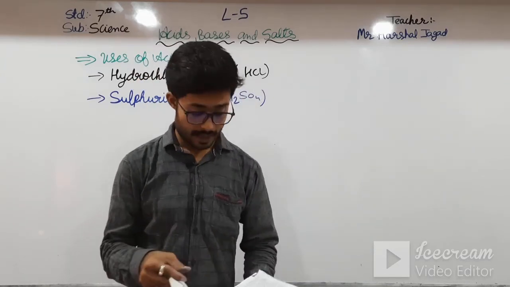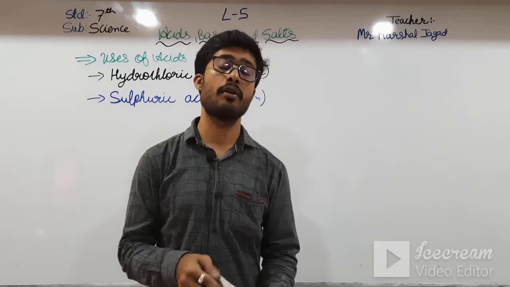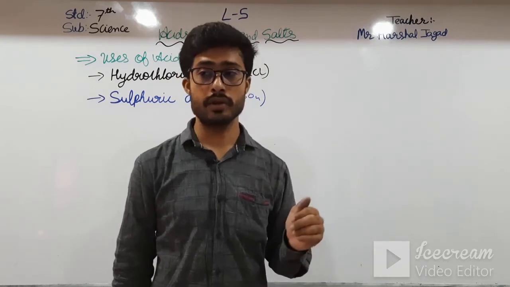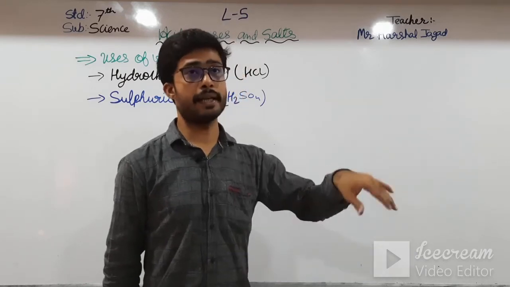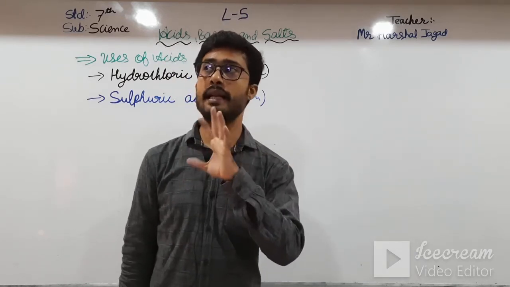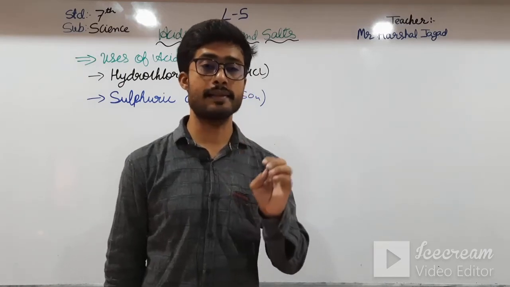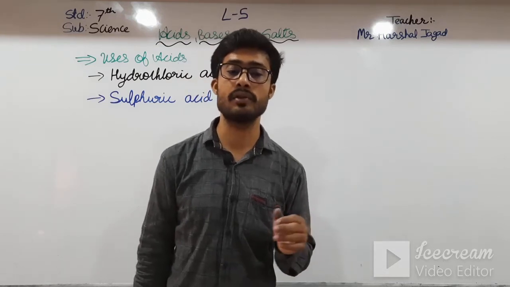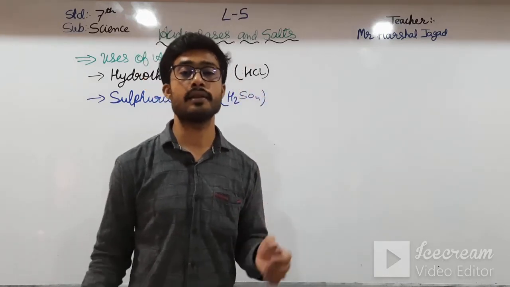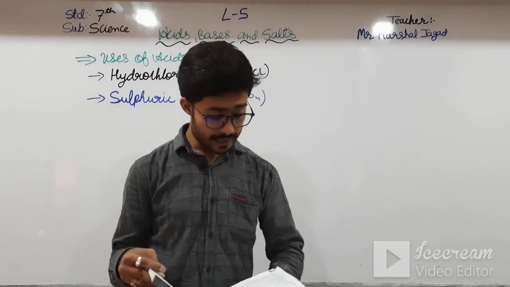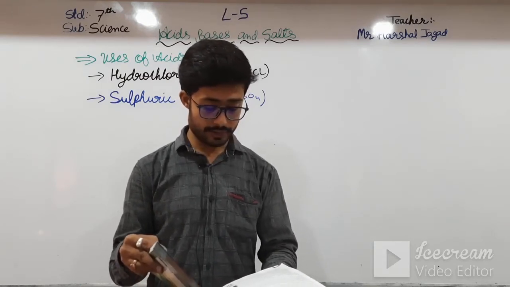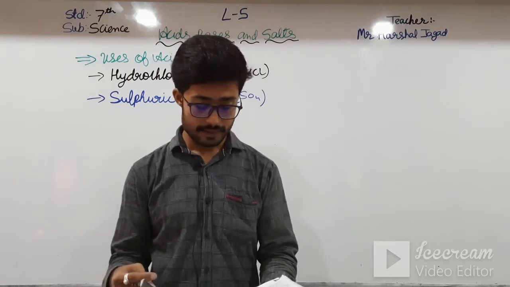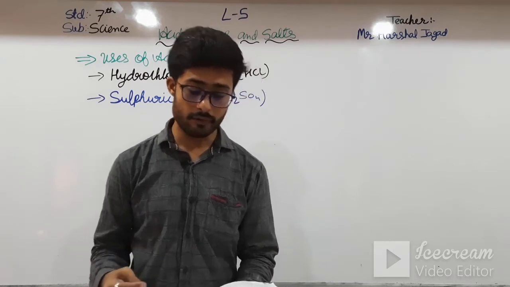Okay students, and another use is in the manufacturing of paints, drugs and dyes. Sulfuric acid is used. If painting is done in any home, sulfuric acid is used, and to prepare some drugs, sulfuric acid is used, and also in the dyeing industry. Next, it is used in the synthesis of fertilizers such as ammonium sulfate and superphosphate.